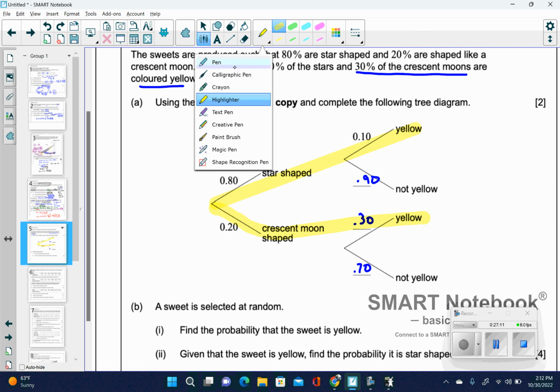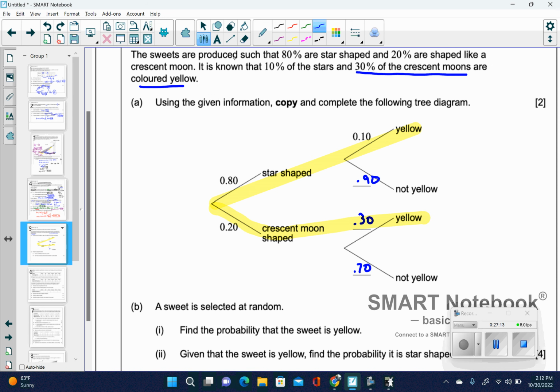So what we have to do is take those and find out what that percent is going to be. So you do 0.80 times 0.10, or we could have this path, which is 0.20 times 0.30. You plug that into the calculator and you're going to get 0.14. So that is the probability that the sweet is yellow.